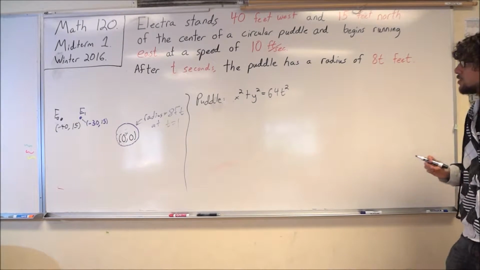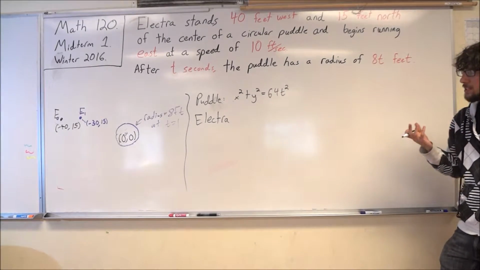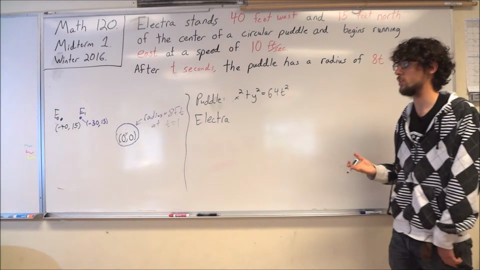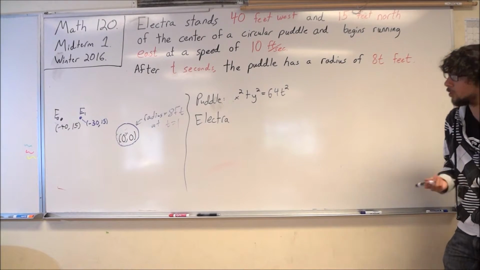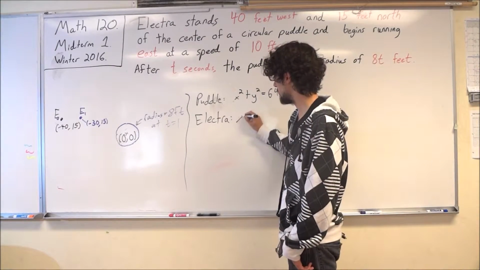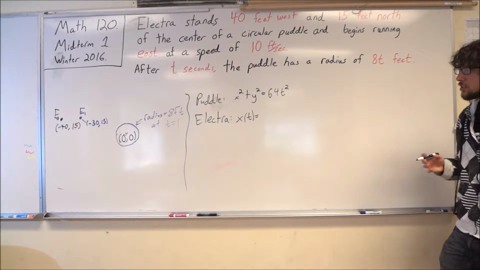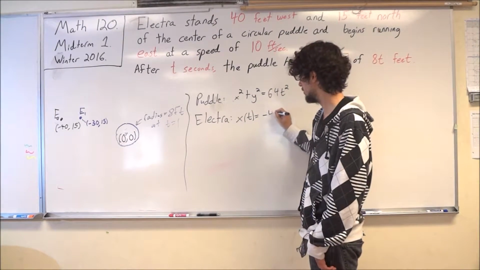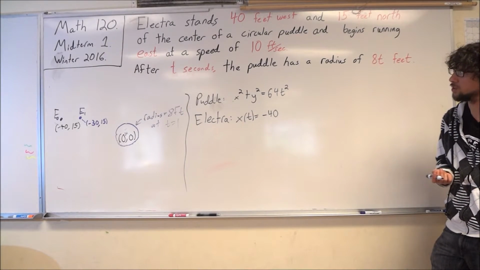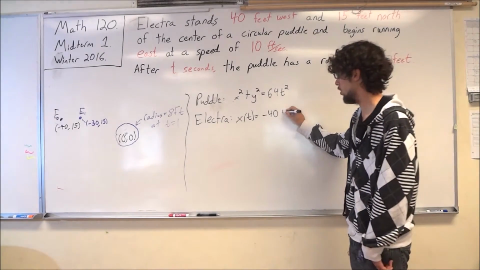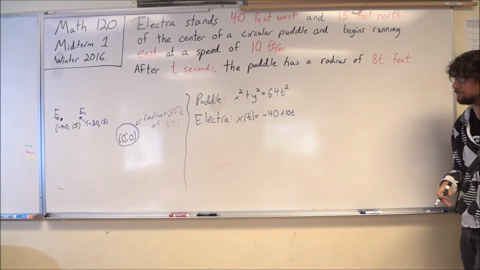And what do I know about Electra's position? I'd like to say Electra's x coordinate as a function of t and Electra's y coordinate as a function of t. So Electra's x coordinate I'll express like this. Her x coordinate as a function of t is starting at -40. And with each second that she runs, she travels 10 feet. So I can write her x position like this.